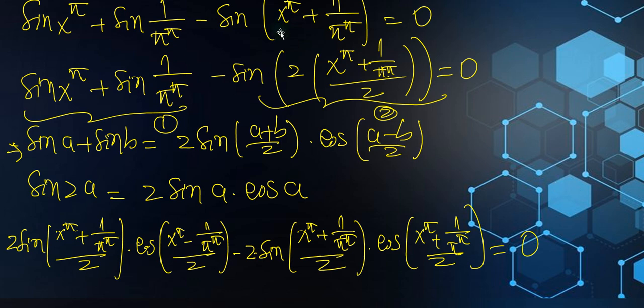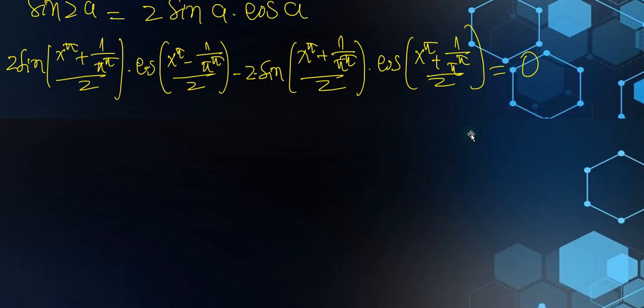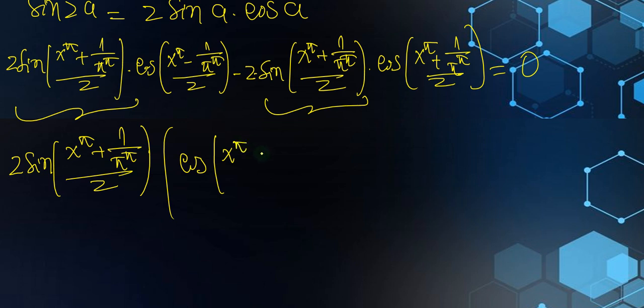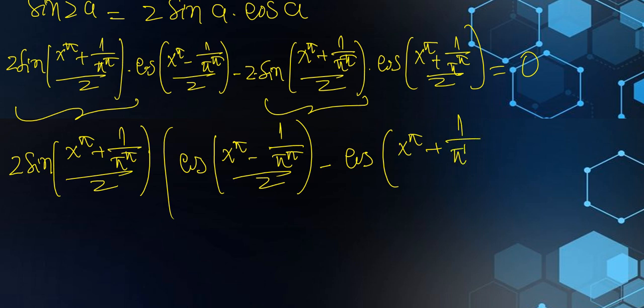Okay, now we apply the formula for these two cases. You see that this one and this one are the same, so I'm going to factor this. This is 2 sine of (x to the pi plus 1 over pi to the pi) divided by 2, which multiplies cosine of (x to the pi minus 1 over pi to the pi) divided by 2, minus this one here, cosine of (x to the pi plus 1 over pi to the pi) over 2, and this is equal to 0.